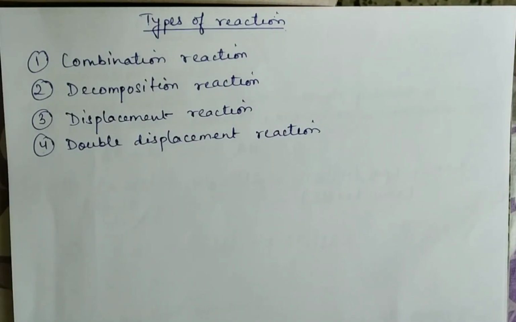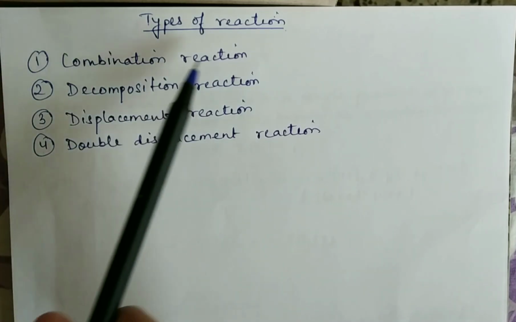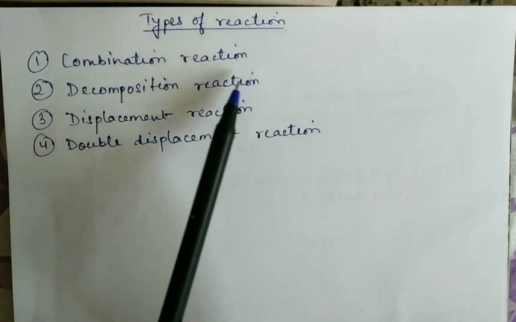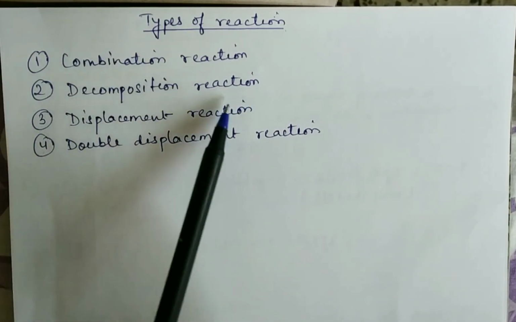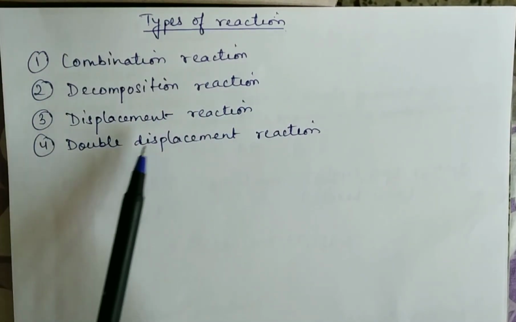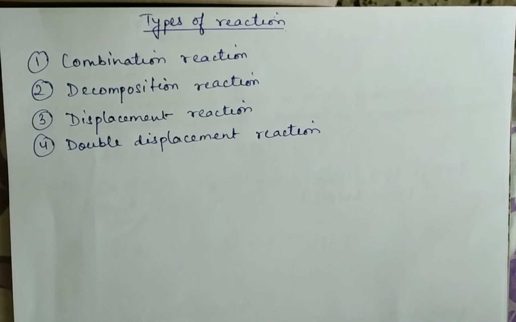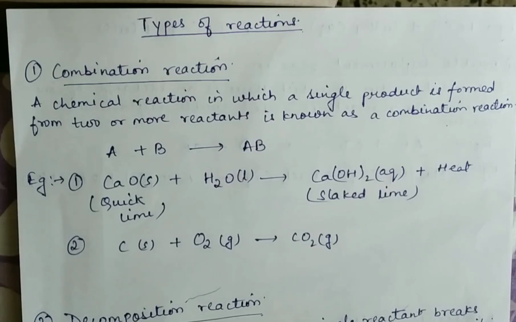In our previous class, we have learned about how to write a chemical reaction and how to balance it. In today's class, we will learn about different types of chemical reactions. So there are a total of 4 types of chemical reactions. Number 1, combination reaction. Number 2, decomposition reaction. Number 3, displacement reaction. And number 4, double displacement reaction. Now let us learn about each one of them one by one.